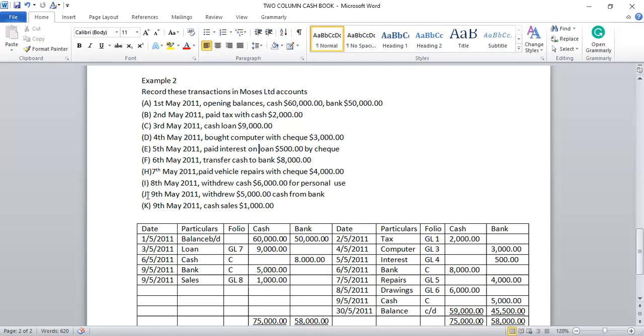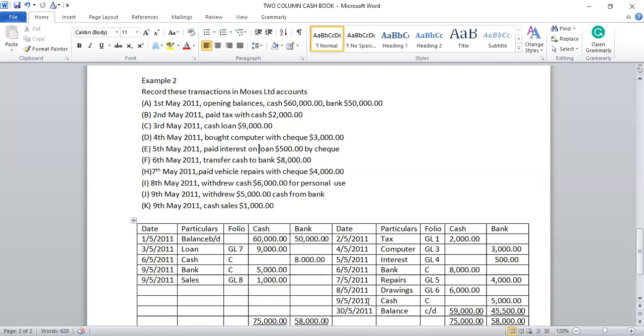Sorry, the next one is J, 9th May 2011. Withdrew $5,000 cash from bank. So this is a contra entry, a transaction between what? The cash and the bank. So the cash is being withdrawn from the bank. So the bank account will be credited and the cash account will be debited.